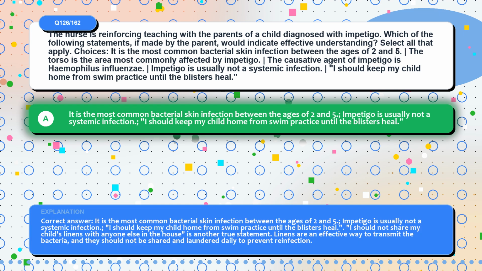Correct answer. It is the most common bacterial skin infection between the ages of 2 and 5. Impetigo is usually not a systemic infection. I should keep my child home from swim practice until the blisters heal. I should not share my child's linens with anyone else in the house is another true statement. Linens are an effective way to transmit the bacteria, and they should not be shared and laundered daily to prevent reinfection.